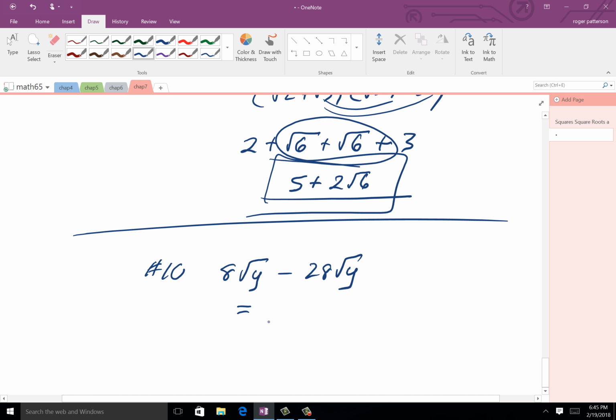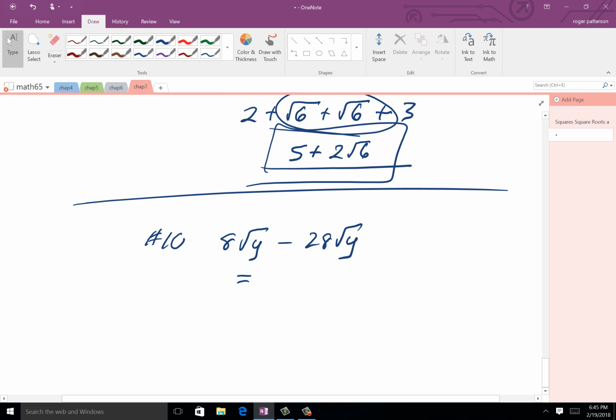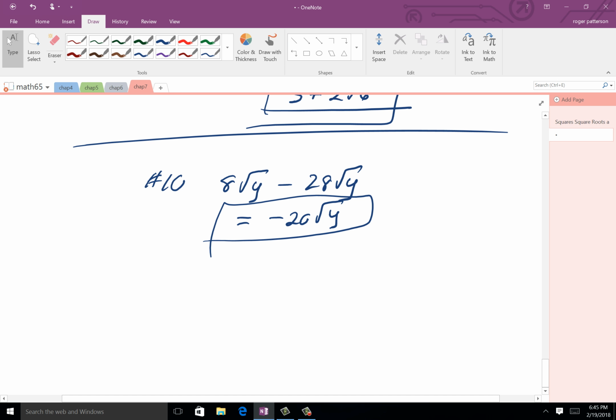Okay? So as long as whatever we're adding here is the same, we're good to go. Or subtracting in this case. They're both y's. So what do you think this is going to give us? Negative what? 20 square roots of y. Yep. Good job. Don't let the variable throw you. The idea is still the same. Good job. Anything else?